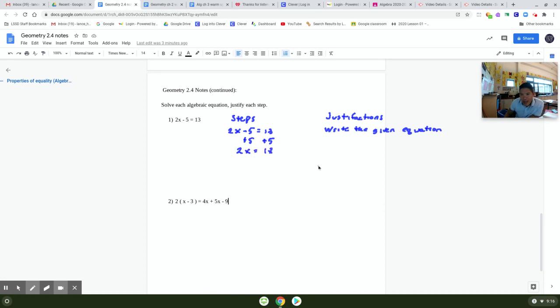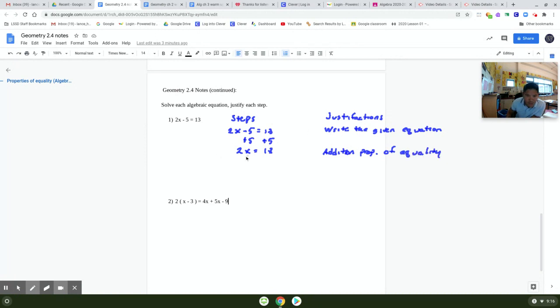If you recall, we're adding the same thing to each side of the equation. So from part 1 of the video, we're using the addition property of equality. That's the justification. I'm going to abbreviate some things here. Addition property of equality.